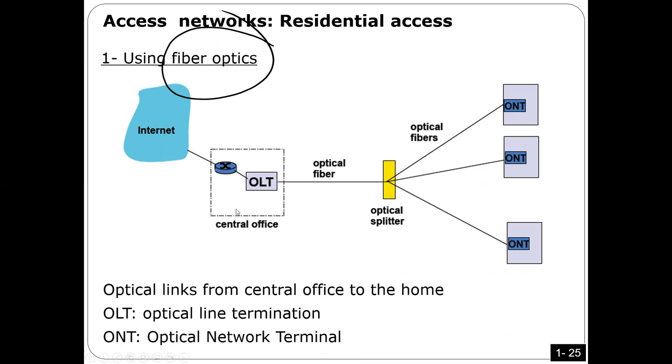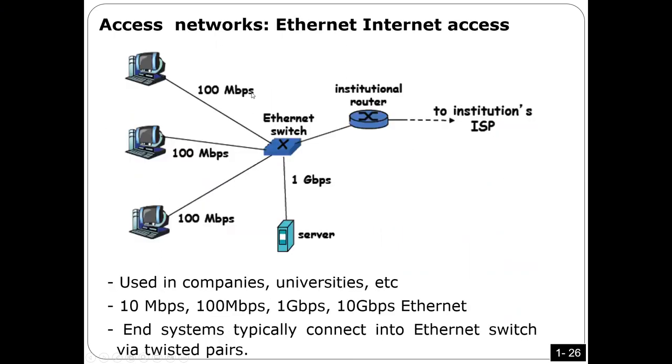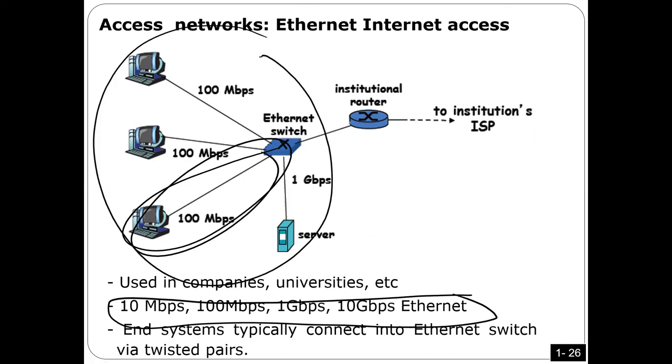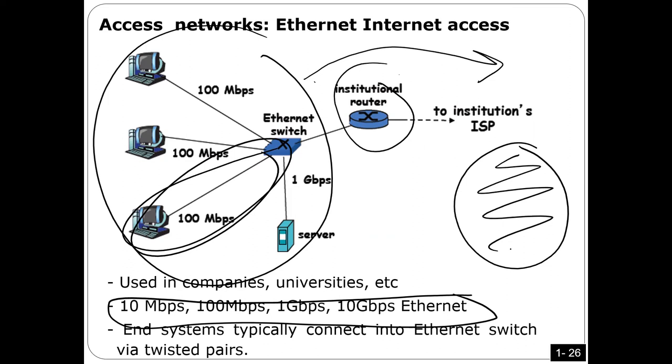So when you connect to the internet, you connect to a fiber optics network. The second thing is Ethernet, as I told you, a cable connecting your computer, and Ethernet has certain speeds. This is the access network, and then this access network is connected using a router to the core part of the internet.